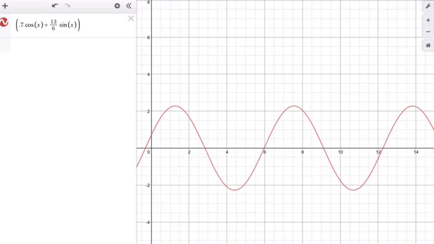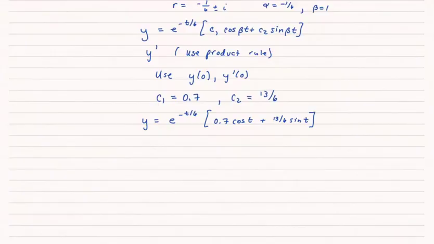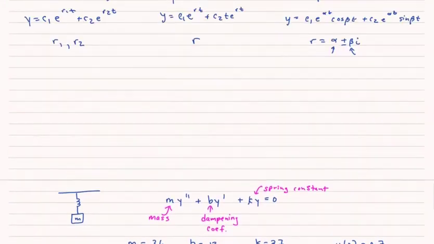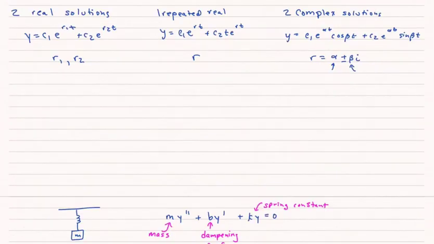So again, we've now gone over all three different types of solutions for second-order differential equations that are homogeneous. We have two real solutions, one repeated real, and two complex. These are always going to be the forms of the solutions when you encounter these types of problems.